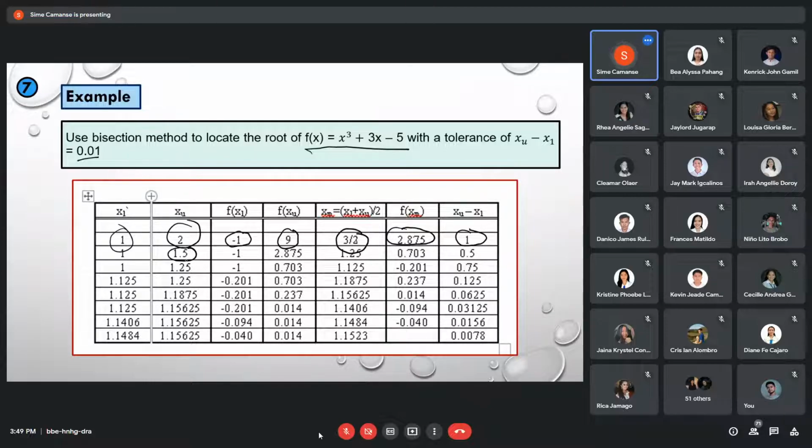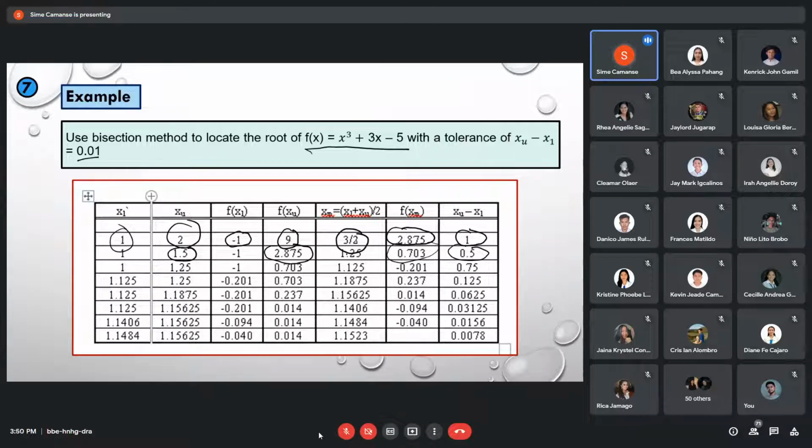So 1 and 1.5. So the same again, negative 1, then you substitute as before, and you will have 2.875. Positive, so for sure it's positive. If you made a mistake in substituting the L or U, you will see it in your signs here. Okay? The average of the two is 1.25. And then the XM, the function of XM, substitute it into the equation, you have 0.0703. Then subtract 1 from 1.5, so the tolerance is 0.5.